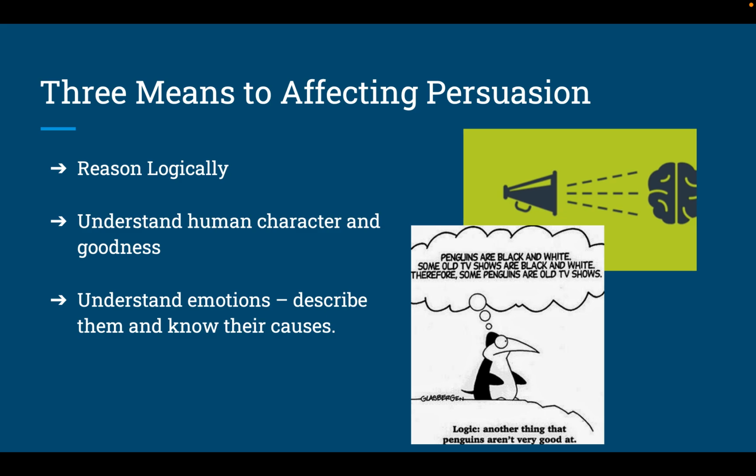Lastly, these are the 3 means of effective persuasion. First, you need to reason logically, because in rhetoric you need to be persuasive, and in order for that to happen, you need to provide proof that will make the audience believe you and want to listen more.